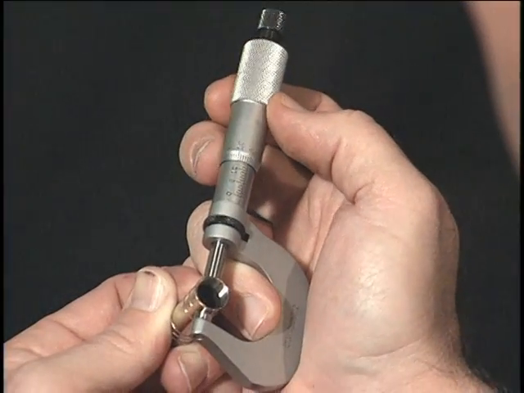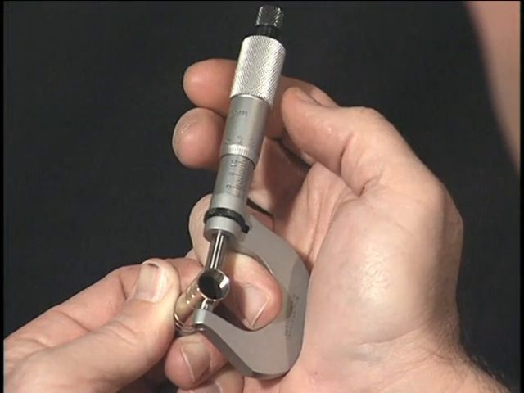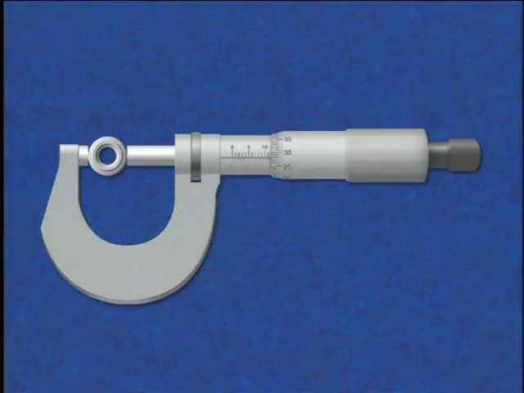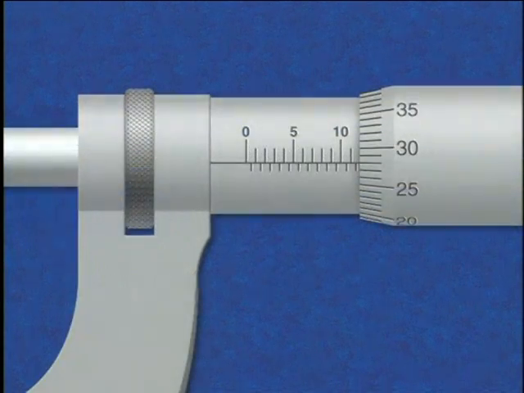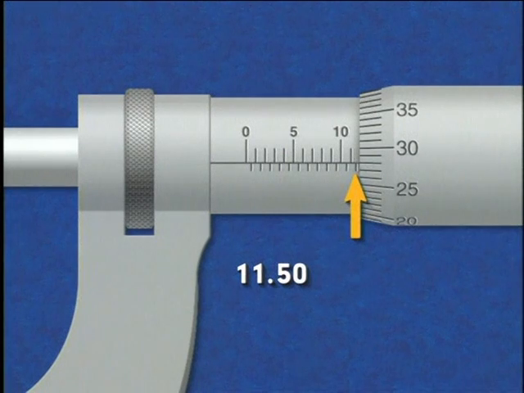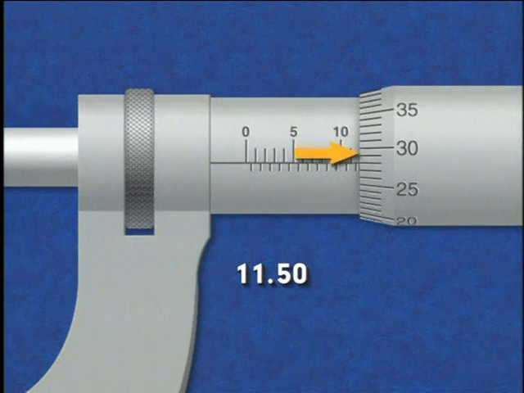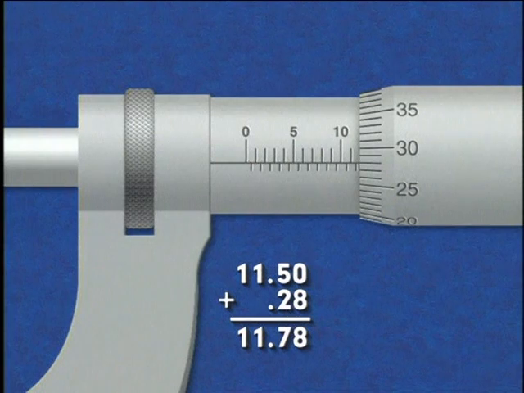The thimble is rotated and the spindle advanced until the feature is held between the anvil and the spindle face. To read this micrometer, add the number of millimeters and 1/2 millimeters visible on the sleeve to the number of hundredths of a millimeter indicated by the thimble graduation, which coincides with the reading line on the micrometer sleeve.